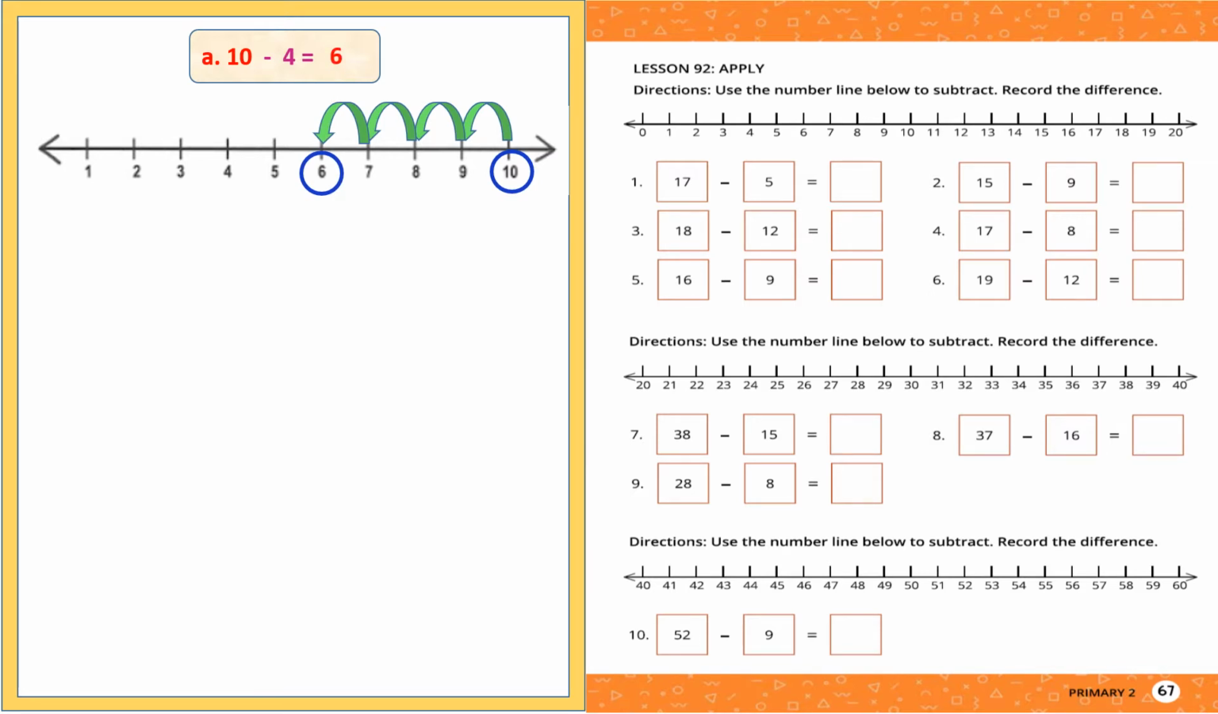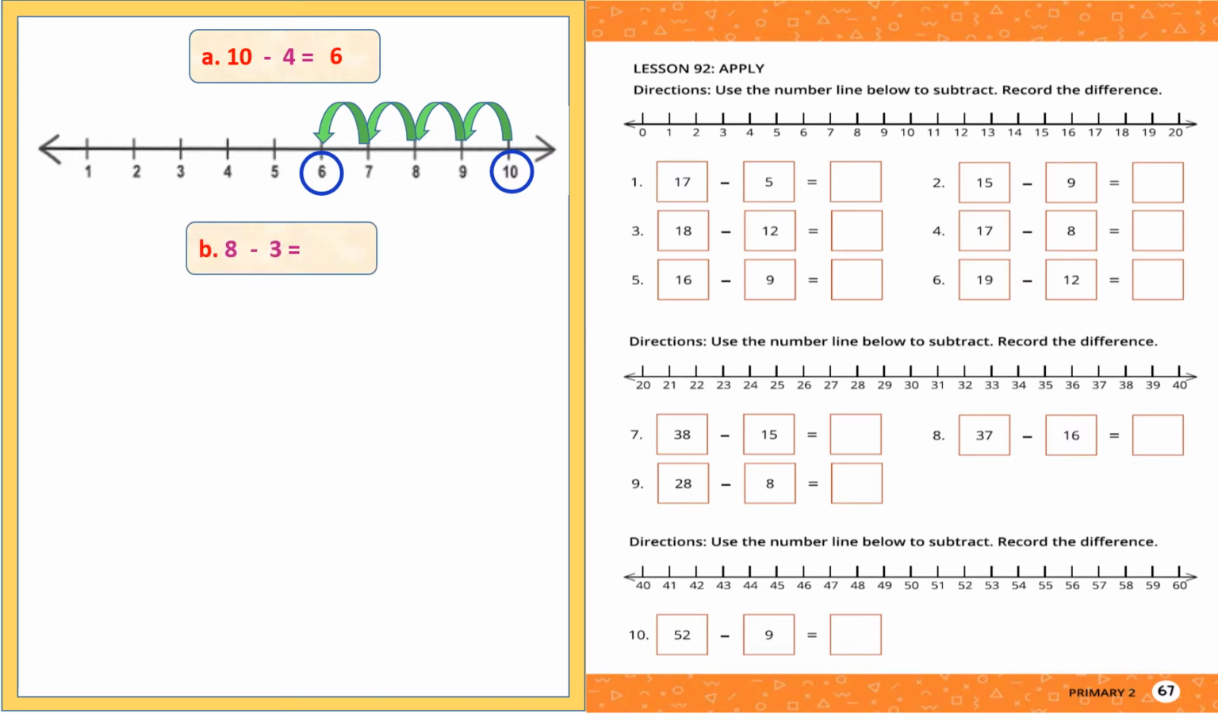We can solve it another way. We can solve it by counting from small number to reach the big number. After 4: 5, 6, 7, 8, 9, 10. How many fingers do we have? Yeah, 6 fingers. They are the same. They give me the same result.